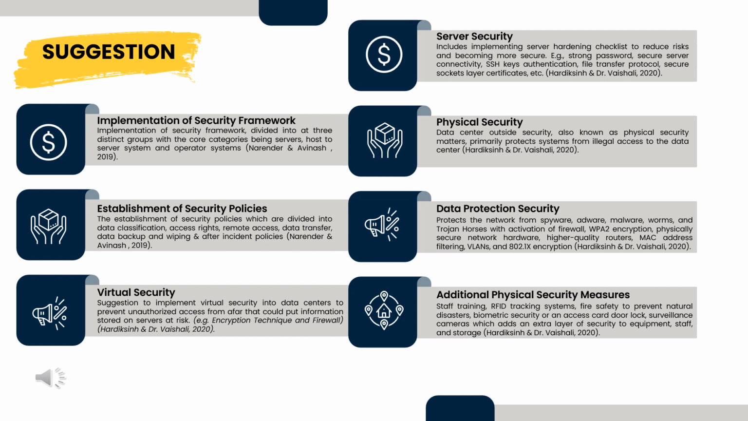Number 5. Physical security. Data center outside security is also known as physical security. It matters because it protects systems from illegal access to the data center. Number 6. Data protection security. This includes activation of network security appliances and protocols to protect the network from spyware, adware, malware, worms, and also Trojan horses. Number 7. The last suggestion is to implement additional physical security measures, which adds an extra layer of security to equipment, staff, and storage.